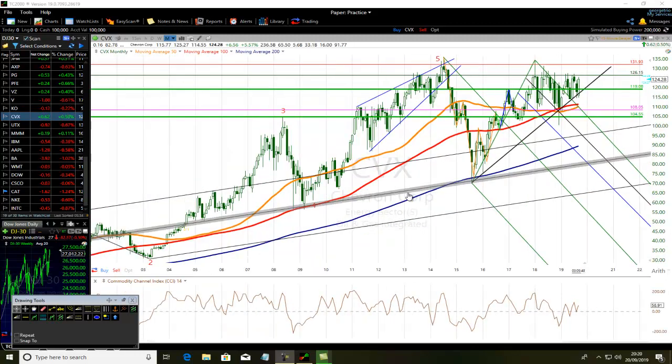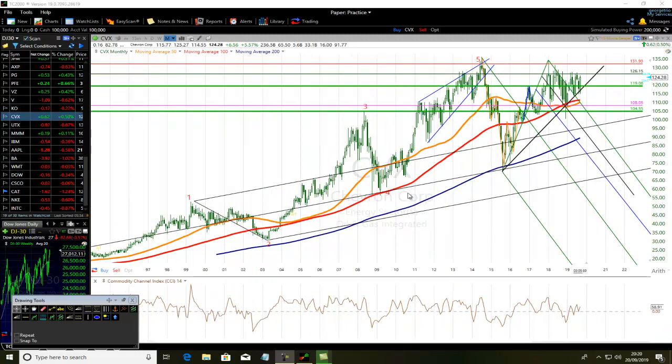Second step, check if the price is at a resistance or support level on the monthly chart. Attention to the trend line too.